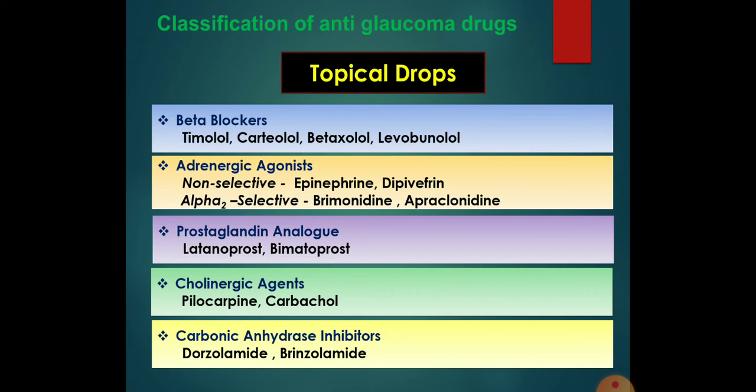So next comes the alpha 2 selective agonists, the adrenergic agonists like brimonidine, apraclonidine. These are drugs like clonidine. Besides these, there are non-selective ones like adrenaline, dipivefrin. These are also being used as topical drops in glaucoma. So dipivefrin is a prodrug of adrenaline.